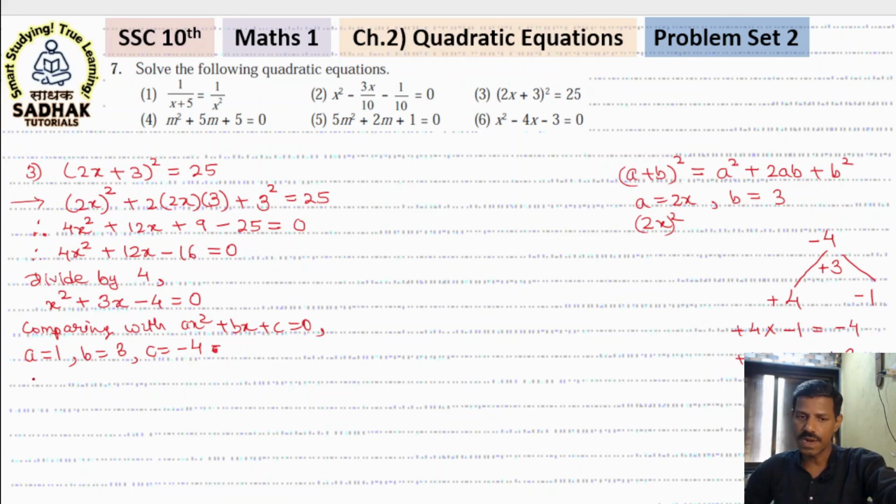So let us split the middle term. Now if we split the middle term, how will it be? x square plus 4x minus 1x. Now we don't write 1, we directly write x. Minus 4 is equal to 0. Okay, now tell me, what is common in these first two terms? What is common in x square and 4x? x is common. So therefore we will take x outside as common.